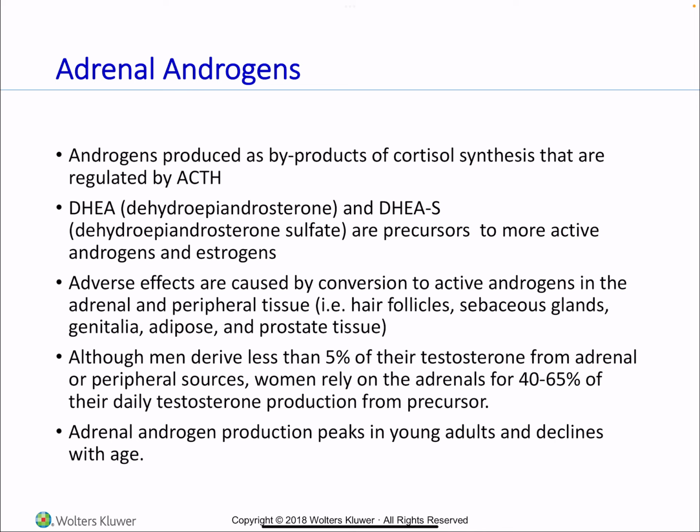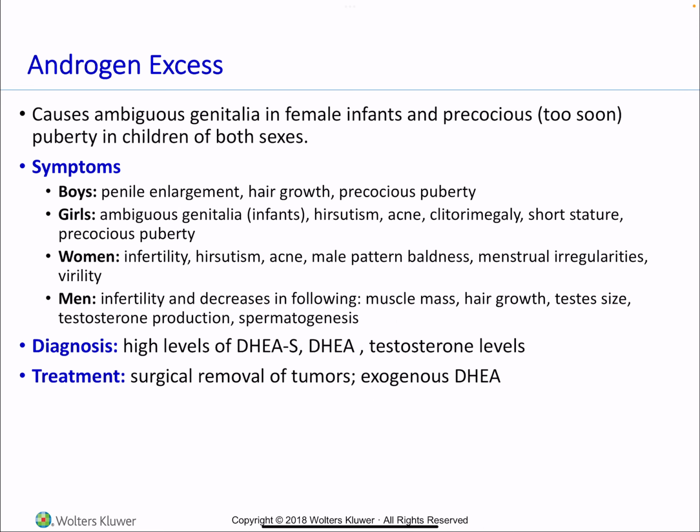So in hair follicles, sebaceous glands, genitalia, adipose, and prostate tissue. Although men derive less than 5% of their testosterone from the adrenal or peripheral sources, women rely on the adrenals for about 40 to 65% of their daily testosterone production from precursors. Adrenal androgen production peaks in young adults and declines with age.